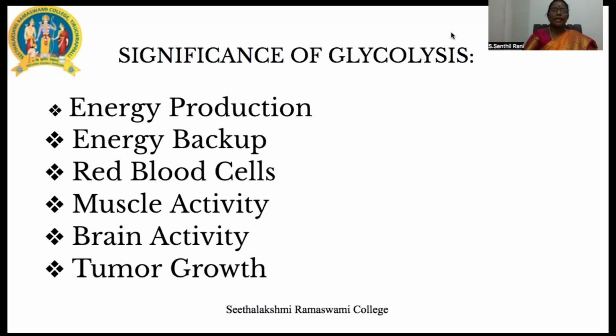Significance of glycolysis. Energy production: in glycolysis, glucose is broken down to pyruvate to produce energy. Energy backup: glycolysis is a vital reaction for all living cells. Red blood cells lack mitochondria, so glycolysis is the only source of energy. Muscle activity: glycolysis enables muscle cells to generate ATP during severe exercise. Brain activity: glycolysis breaks down glucose to pyruvate, releasing energy for the vital activity of the brain. Tumor growth: increased glycolysis takes place in tumor cells. Therefore, it plays a vital role in tumor growth and development. Thank you.